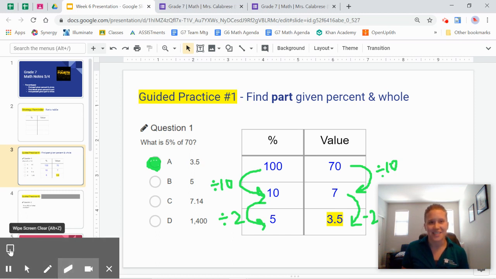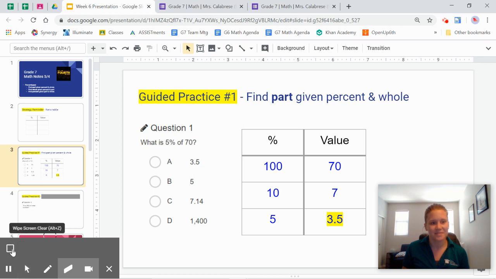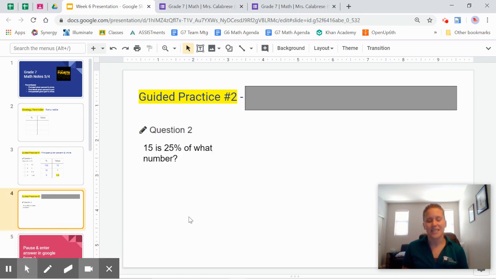All right, let's try another question. Here's question number 2. 15 is 25% of what number? I want you to think first about what kind of question this is. Are you being asked to find the part, the whole, or the percent? You're not being asked to find the percent. I'm given that the percent is right here, 25%. So are you being asked to find the part or the whole?